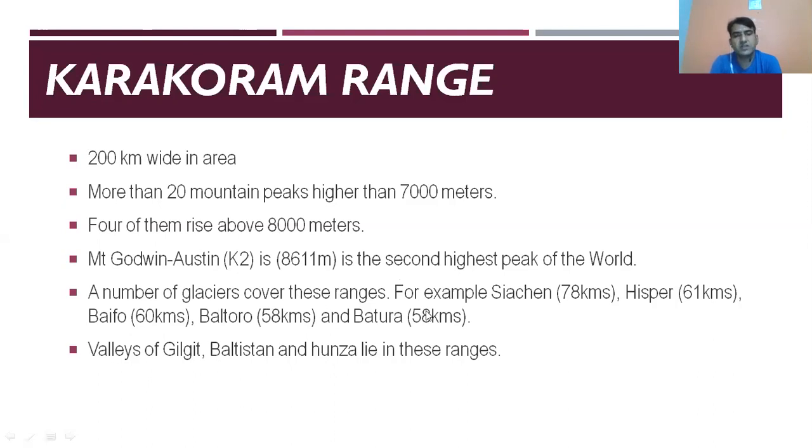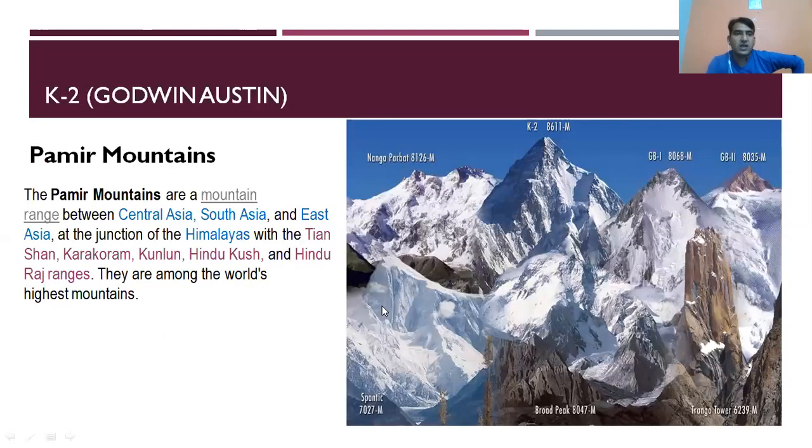A number of glaciers are part of this Karakoram range, like Hispar, Siachen, Biafo, Baltoro, and Batura. You will be surprised to see the area covered by these glaciers: 78 kilometers covered by the Siachen, 61 by the Hispar. So they are quite big and large. Gilgit-Baltistan and Hunza, these valleys which are such popular tourist spots in Pakistan, are here in the Karakoram Range. K2, which is called Godwin Austen, is here, as I told you.